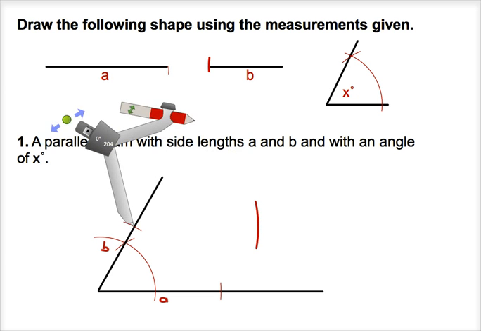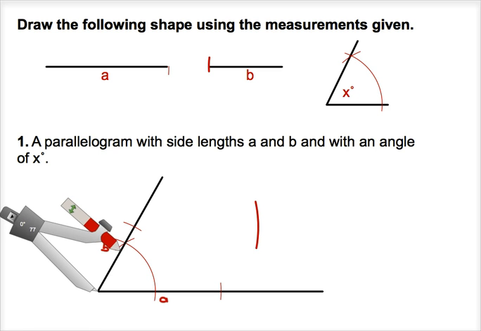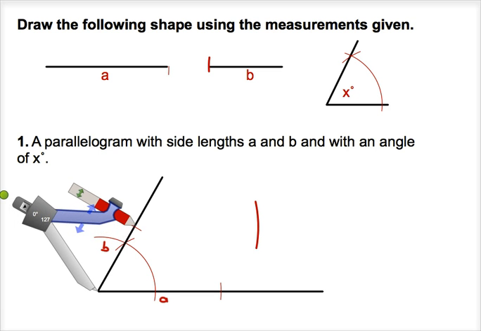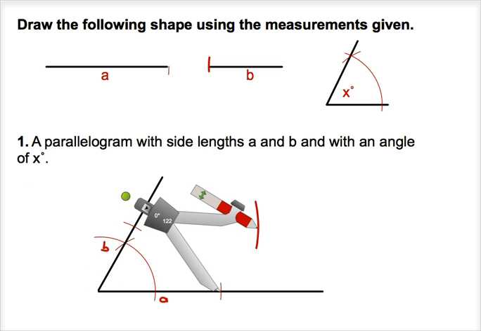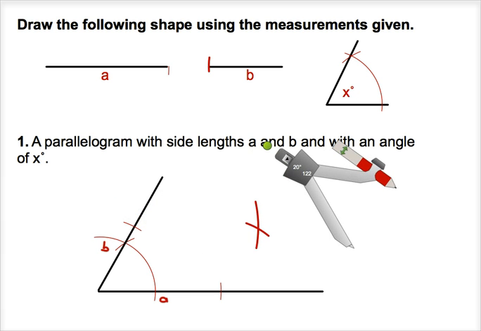I know that the dimension for the left side of my parallelogram is going to be the same as the dimension for the right side. So I should be able to come over here and copy the length for the right side. And I now know where the upper right corner of my parallelogram is. And I have a parallelogram with angle X and side lengths A and B.